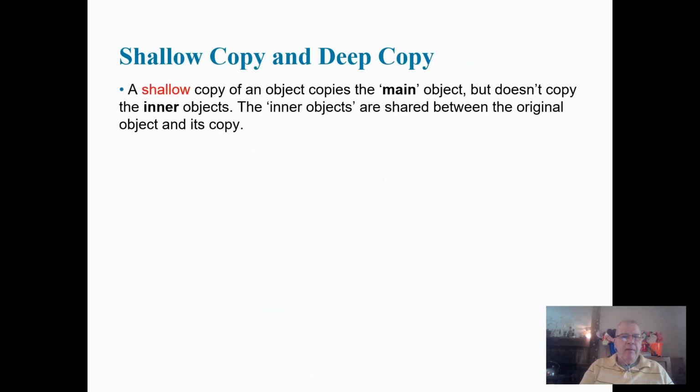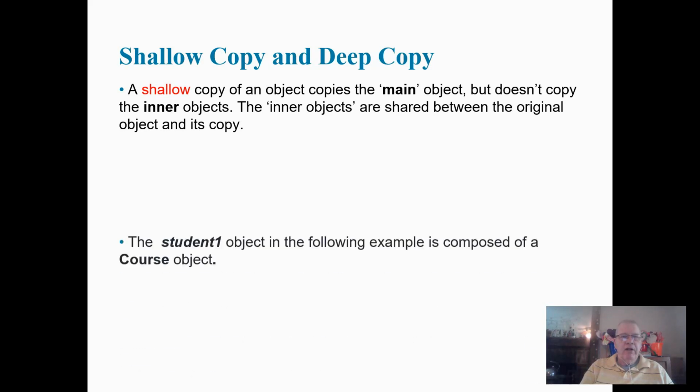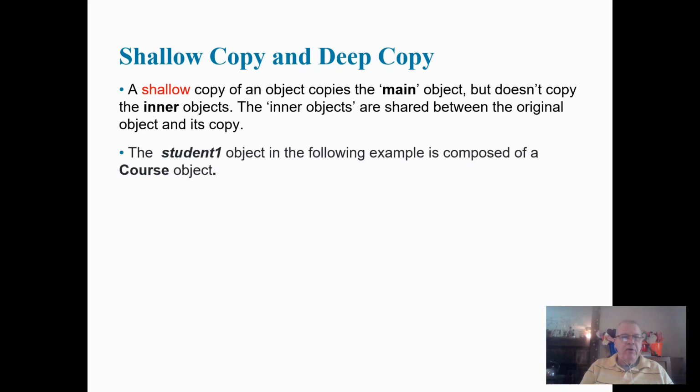So a shallow copy copies the main object but doesn't copy any of the inner objects. Let's say the car object had an engine object and a wheels object and a whatever. The inner object would be shared. So here's another example. Let's say you had a student object. And the student object, as well as the last name and first name and M number or whatever, also has a pointer to the course object that he or she's enrolled in.